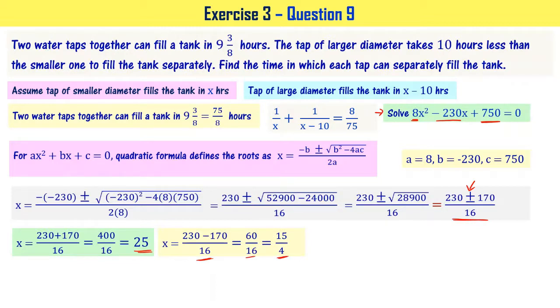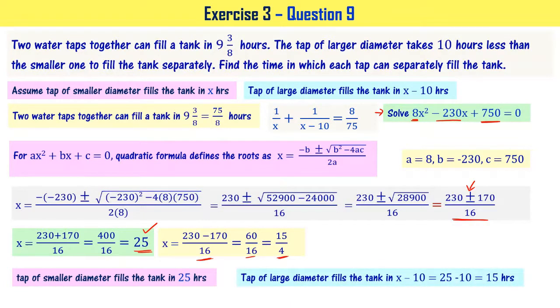Now you can take any of these two values, right? Let me take x equal to 25, meaning the tap of smaller diameter fills the tank in 25 hours, right? So that the tap of larger diameter is going to fill the tank in x minus 10, that is equal to 25 minus 10 equal to 15 hours, right? One is taking 25 hours, other is taking 15 hours, right?